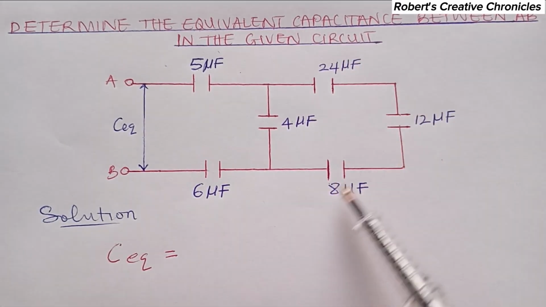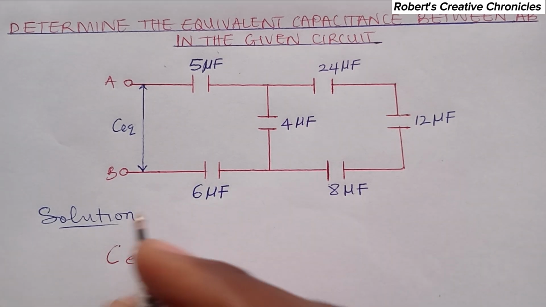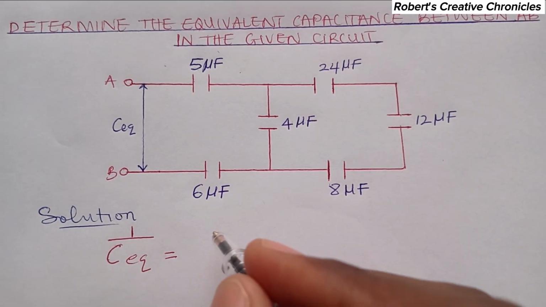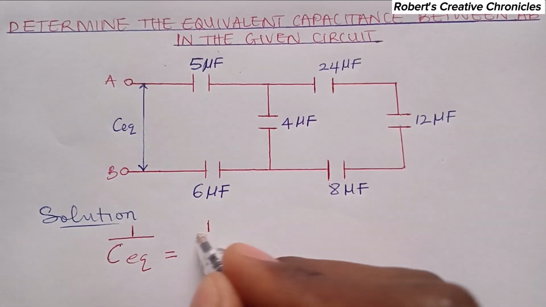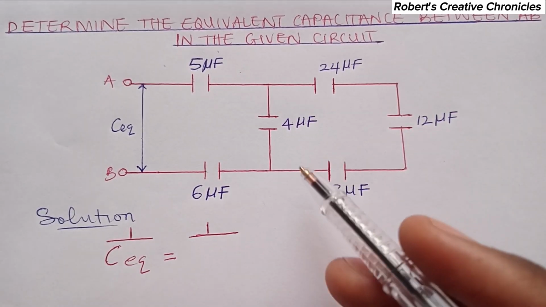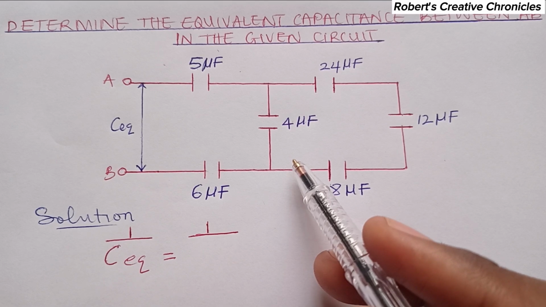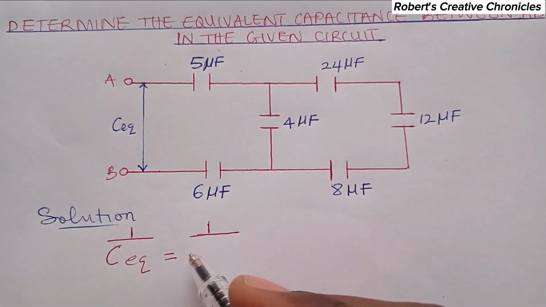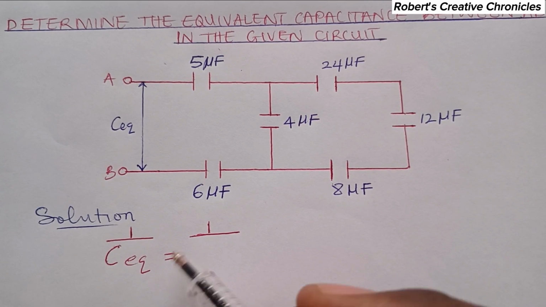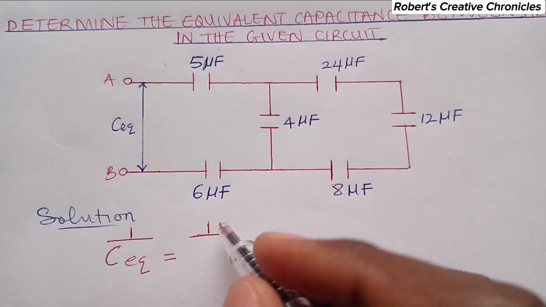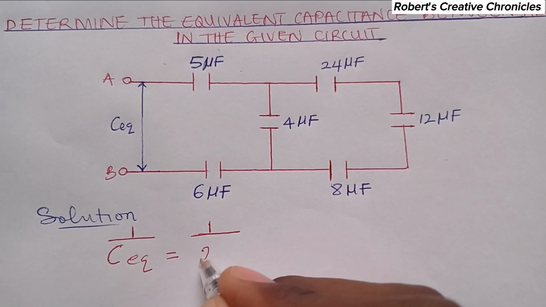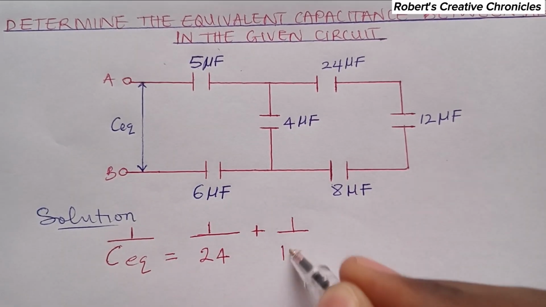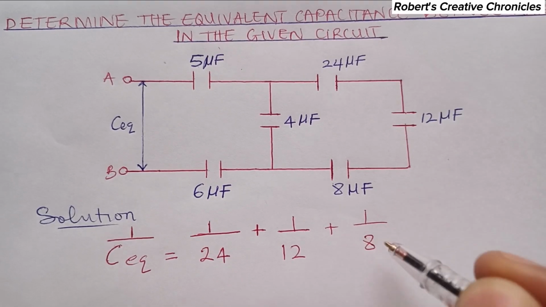Since these three are in series, the equivalent capacitance is given by: 1 over equivalent capacitance equals 1 over... The method of doing this is different from that of doing resistors and inductors. When it's in series, you do it like this. It's the reverse of the normal way I'll handle resistors and inductors. So here, when they're in series, you do it like this. So it will be 1 over 24 plus 1 over 12 plus 1 over 8.